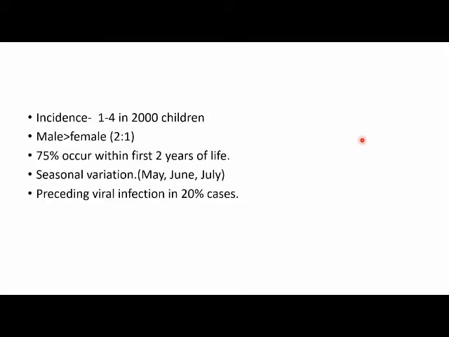The incidence is around 1 to 4 per 2000 children, and it shows a male predominance, almost in a ratio of 2:1. And 75% of them occur within the first 2 years of life. A seasonal variation is also shown with the presentation of intussusception. It is more common in the months of May, June, and July, especially in the rainy season, because there is more chance for a viral infection during that time. And a preceding viral infection is noted in almost 20% of the total number of cases of intussusception which present to us.